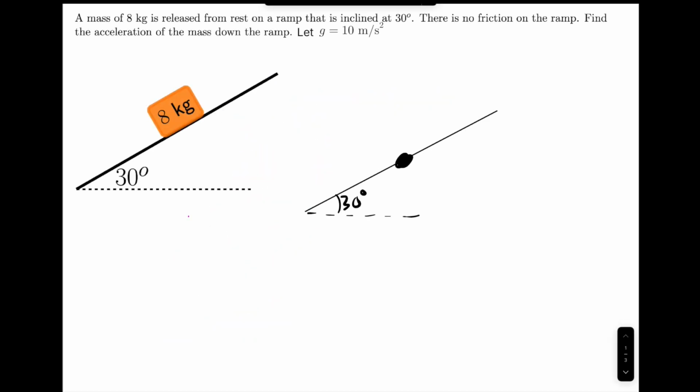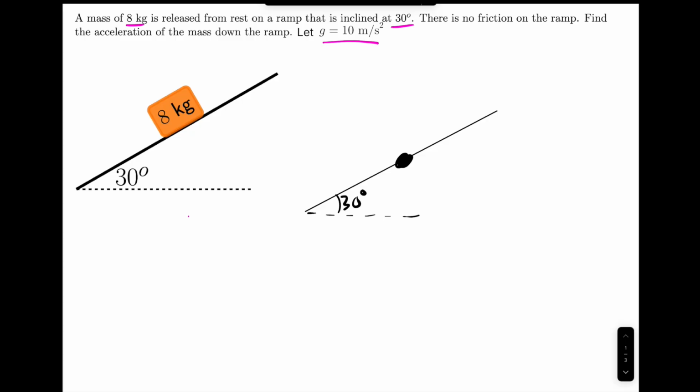Okay, so what we're going to tackle now is a classic problem from a first-year physics course. We have a mass on an inclined plane. The mass we have is 8 kilograms and it's inclined at an angle of 30 degrees. We're also going to let g, the acceleration due to gravity, be 10 meters per second squared.